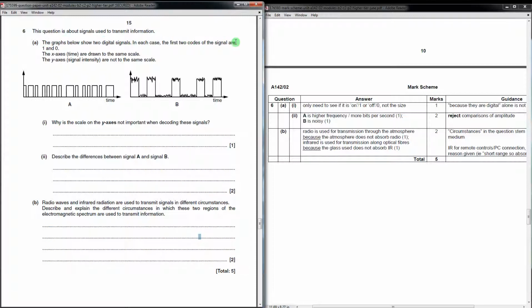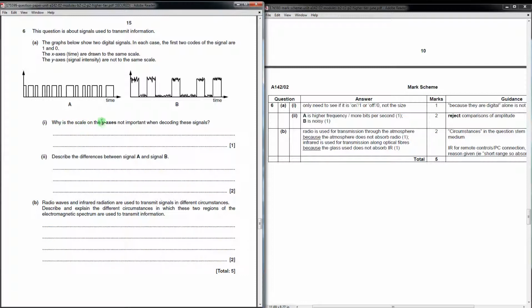In each case, the first two codes of the signal are 1 and 0. So we've got a 1 and then a 0 here, and a 1 and then a 0 there. The x-axis, the time axis, are drawn to the same scale, and the y-axis, signal intensity, are not to the same scale. That's going to be important for a later question.